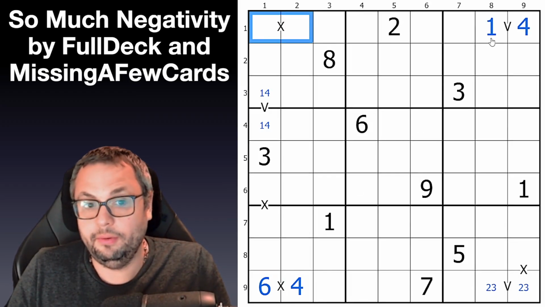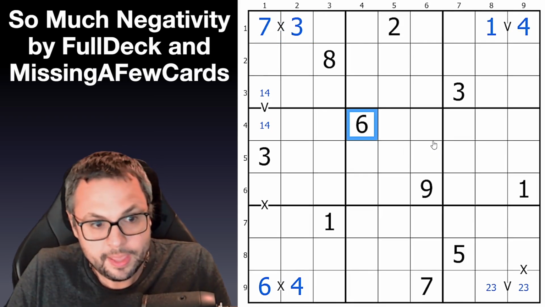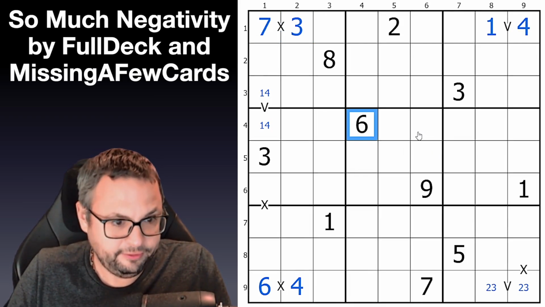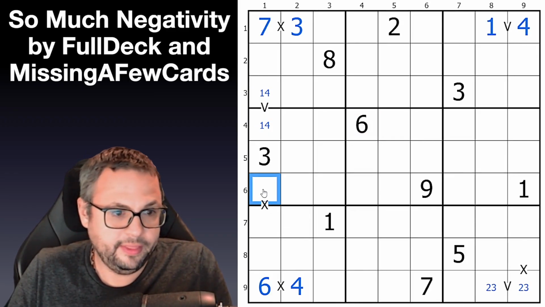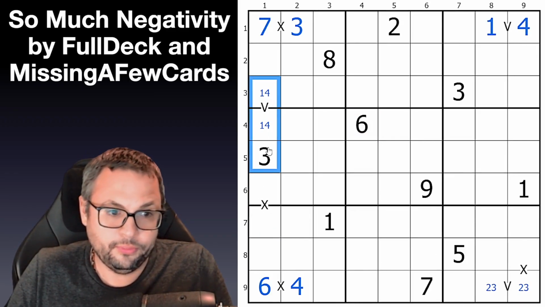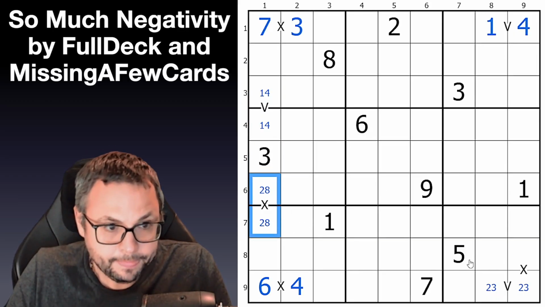We can do the same thing for this X. What's the low digit on it? Well, it's not 1, 2, or 4, so it's 3. So this is 3, 7. Now, what about this? Well, it's not 1, 3, or 4, so this is a 2, 8.